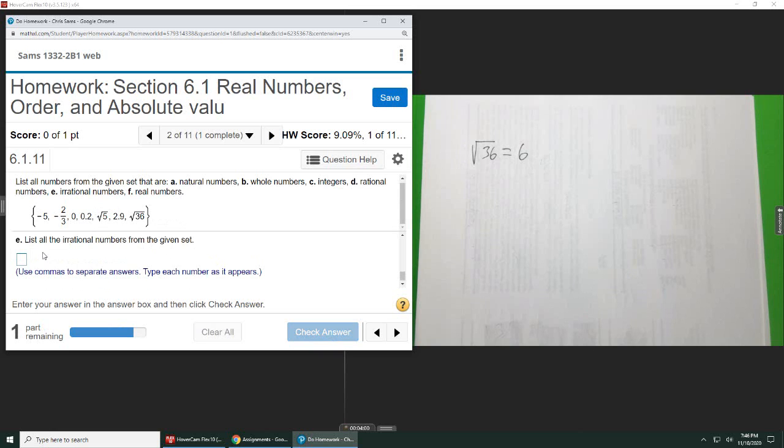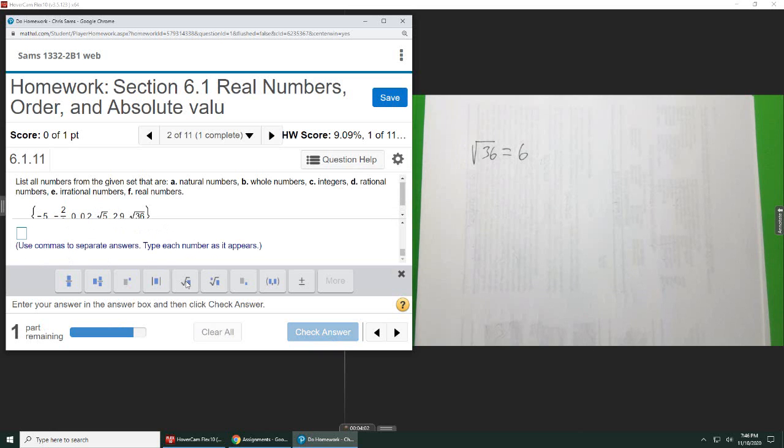Irrational would only be the square root of 5. It's the only one that would be a non-ending, non-repeating decimal.